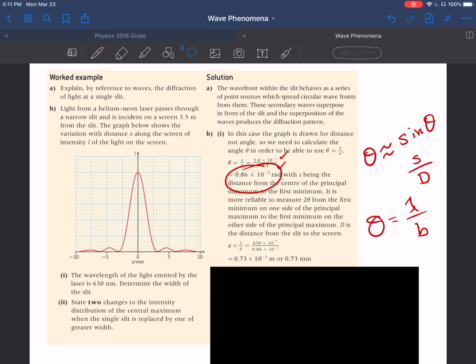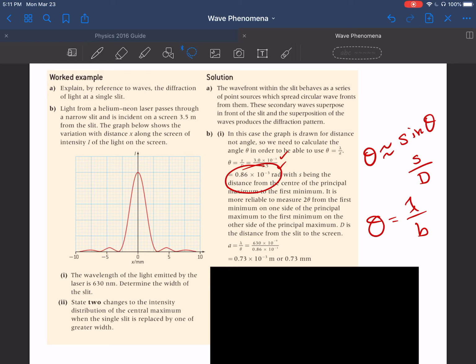Our final question asks us to state two changes to the intensity distribution of the central maximum when the single slit is replaced by one of greater width. To answer this question, you want to consider two changes.